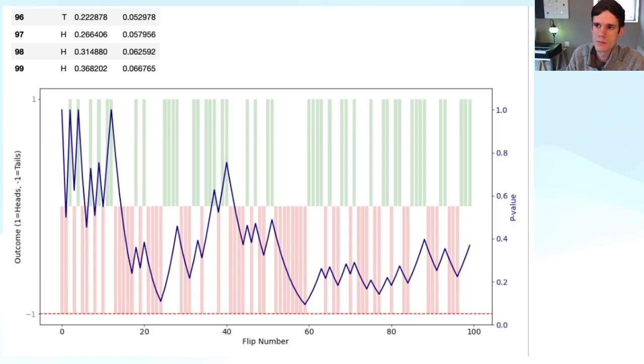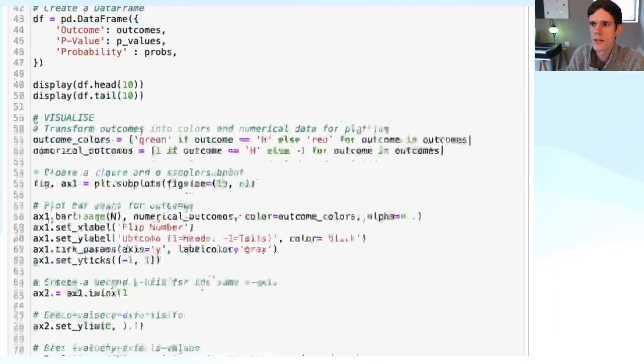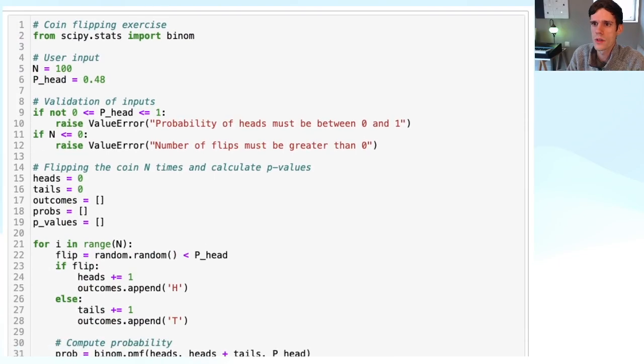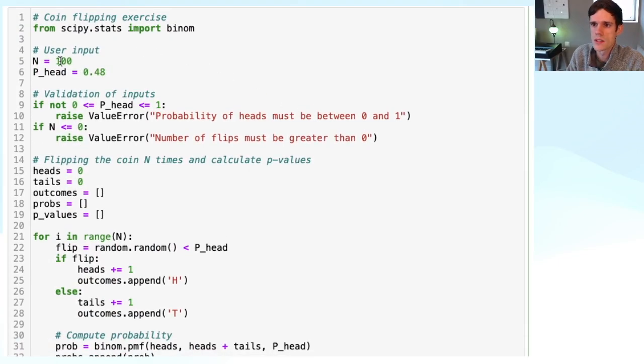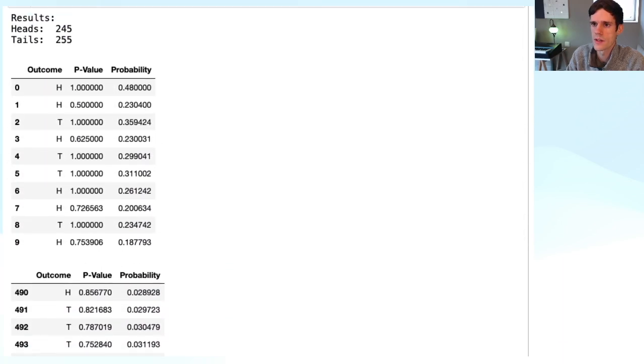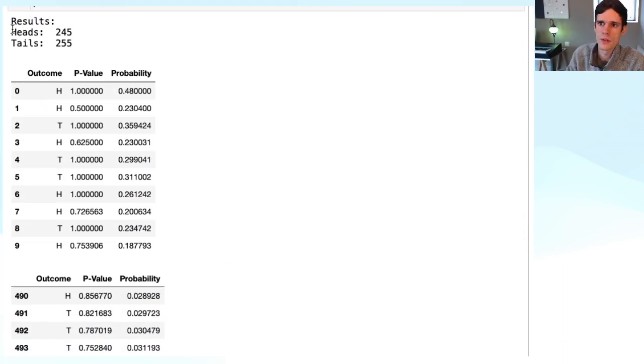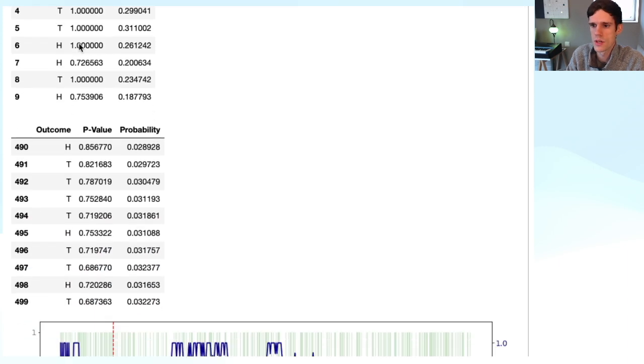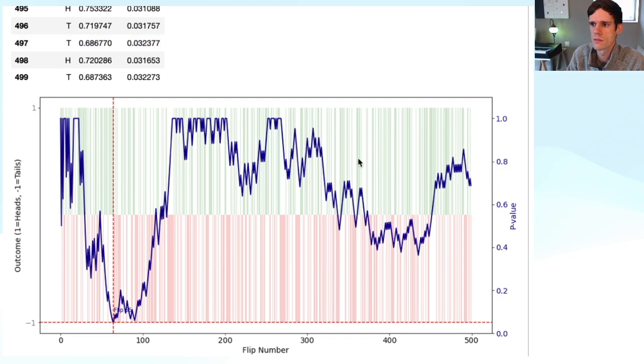Now, luckily, we can of course change the number of trials in our simulation. The only thing that we have to do is to change this parameter. Let's change it to 500 trials instead of 100 trials. Now, if we run this experiment again, now with 500 trials, we see that after 500 trials, we got 245 heads, and the number of tails was 255, still quite close to each other. So we expect that the p-value here at the end will not be sufficient.